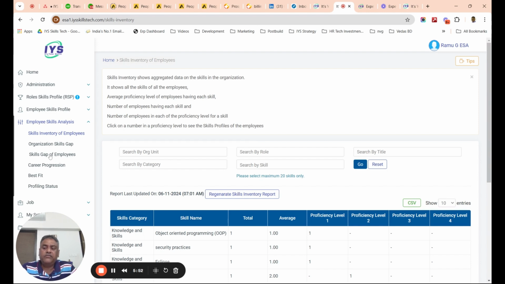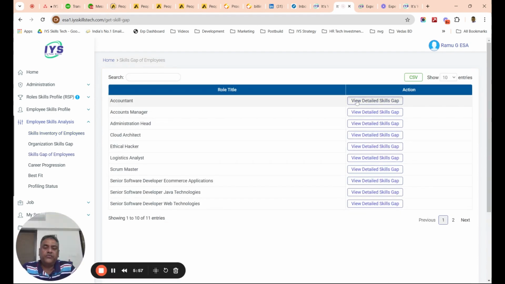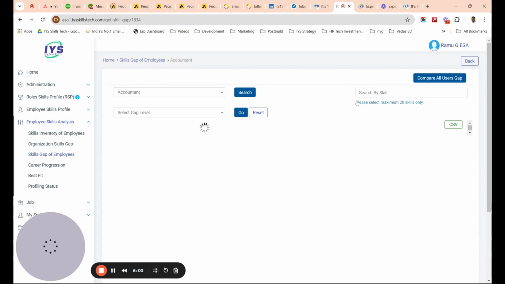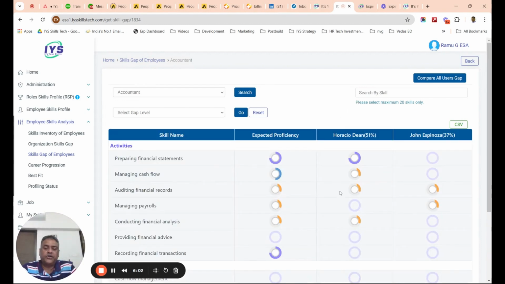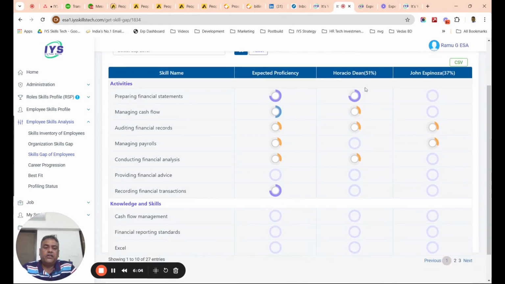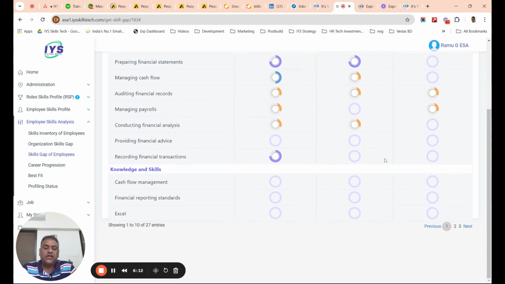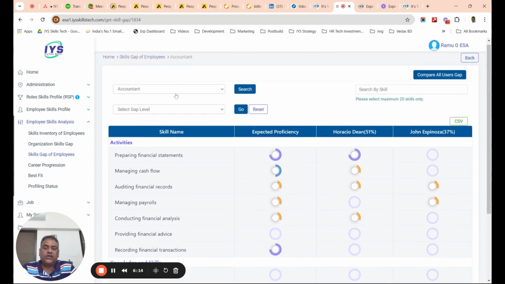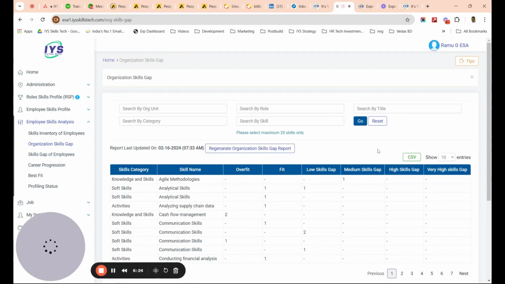Then we have the skill gap of the employees. To do a skill gap analysis, for example, if we have an accountant role and there are, let's say, two or three employees in that role, we can compare the different employees and their skills against the required skills, and therefore see what the gaps in the skills are. This way, we can do a thorough analysis at an individual level and at a role level within the organization. And now, at the organization skills gap level, we would be able to understand the various skills.